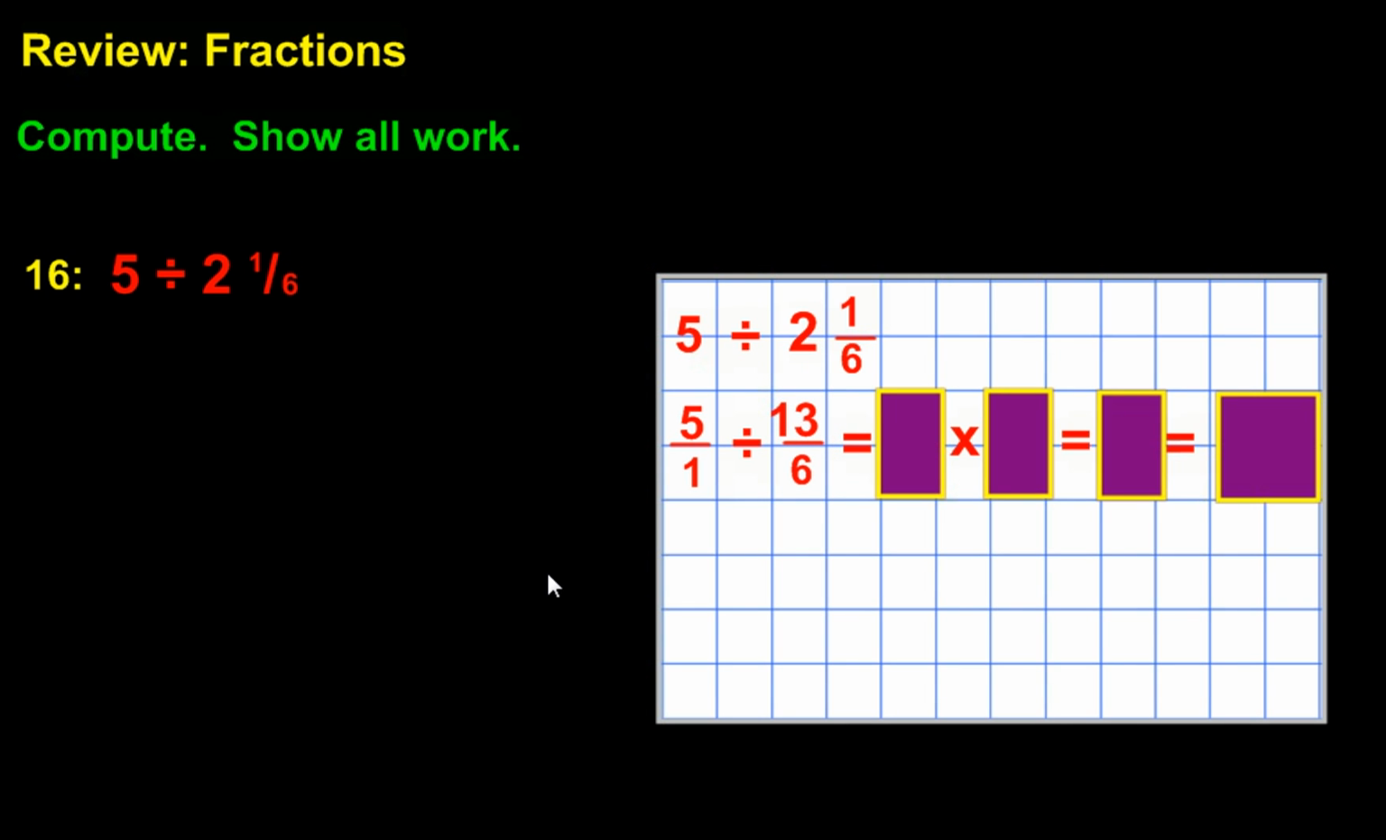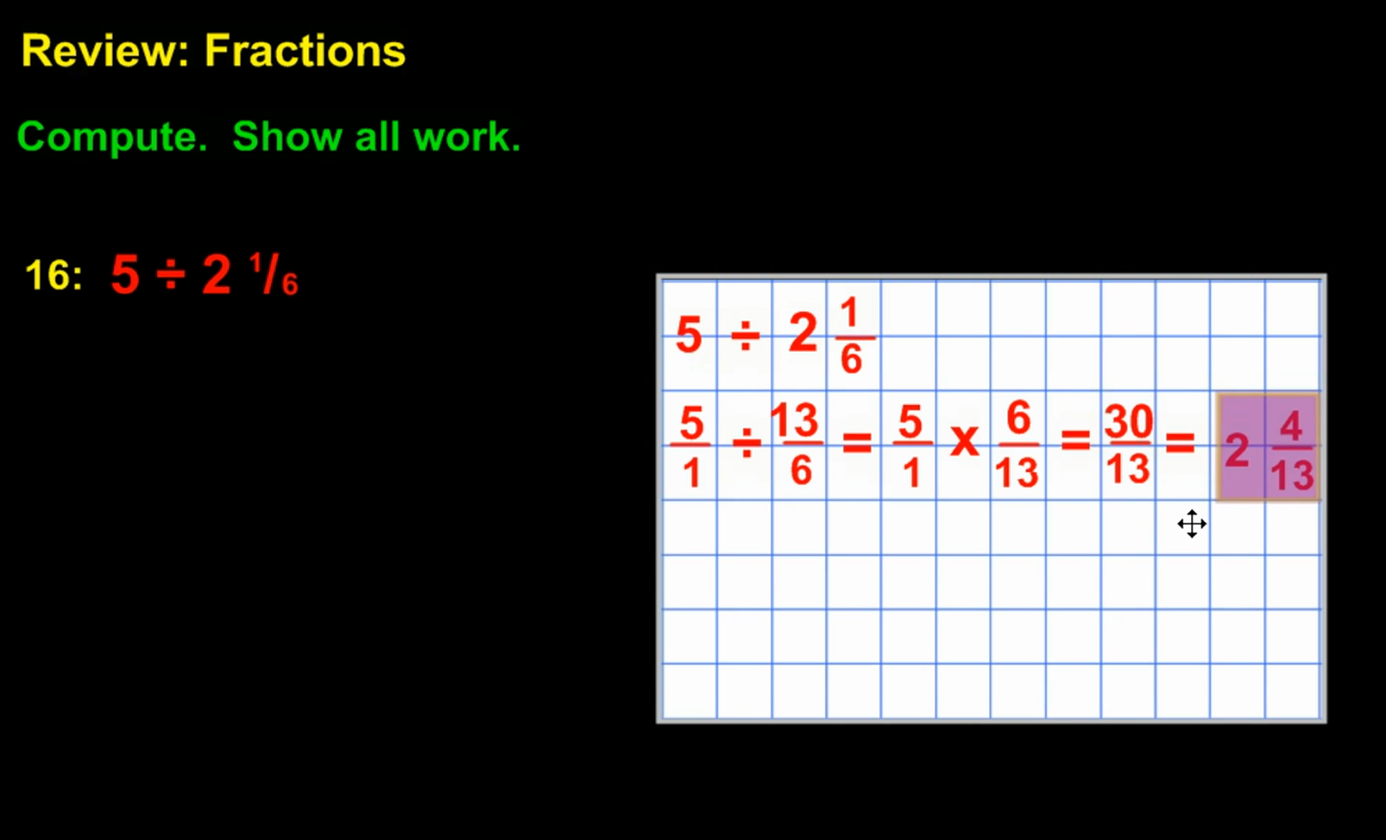Now we need to go from a division to multiplication, so the 5 over 1 is going to stay the same, but now we're going to get 6/13. And if it were possible to cross product, we could do it now, but we don't have anything that would work. So now we're just going to multiply across, so we have 30 over 13, and if we divide those, 13 goes into 30 2 times with 4 left over, 4/13.